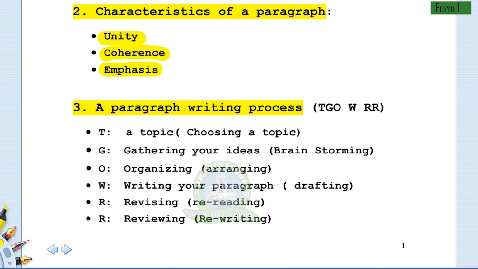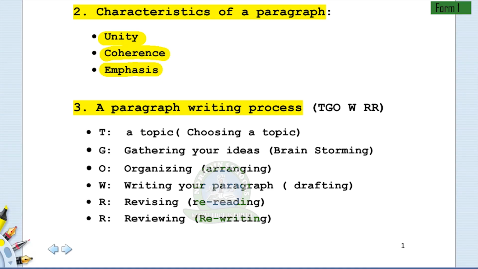So, the process is, in the first place, before you write something, either your teacher or you choose a topic. The topic should be a narrow one that can be covered in one paragraph. Do not choose a broad topic, because broad topics cannot be covered in one paragraph.